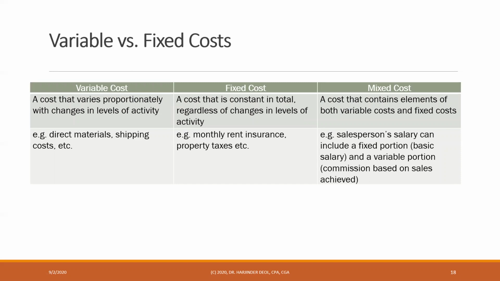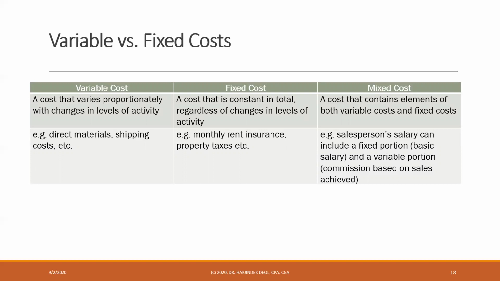So you would notice here there are three kinds of costs that are listed on the slide. There's variable costs, a cost that will vary in total proportionately with changes in activity levels. So as the activity level increases, the total cost will increase as well. And as the activity level decreases, the total cost decreases. Some examples of variable costs would include the cost of direct materials, shipping costs. The more you ship, the more shipping costs you got to incur, and so on.